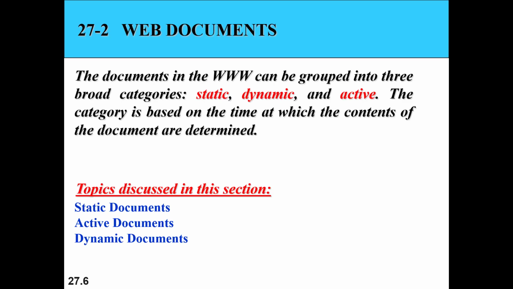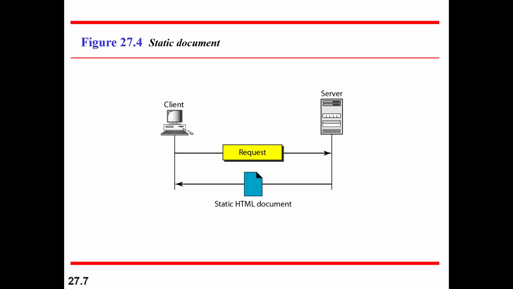The documents in web can be grouped into three broad categories: static, active, and dynamic. The category is based on the time at which the contents of the documents are created. Static documents are fixed-content documents that are created and stored in a server. The client can get only a copy of the document. In other words, the contents of the file are determined when the file is created, not when it is used. Hypertext Markup Language, HTML, is a language for creating web pages.